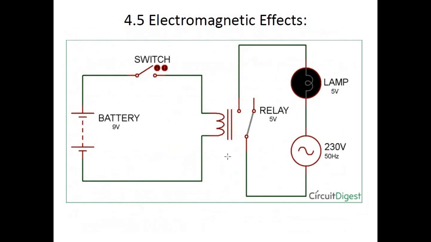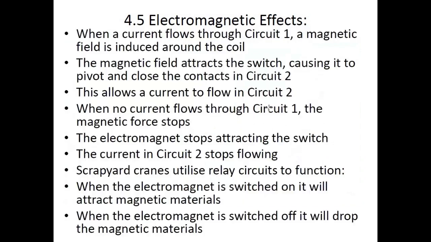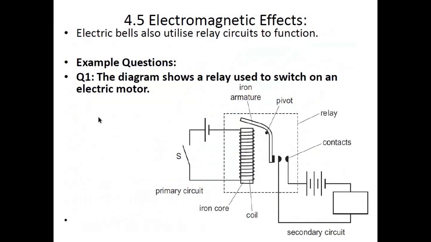Whereas when you shut off this switch, this goes back from being an electromagnet to just a piece of iron. Hence it is no longer attracting this, the circuit is broken and the lamp turns off. Electric bells also utilize similar relay circuits to function. Example question: the diagram shows a relay switch to switch on an electric motor. Here is the relay switch having an electromagnet and here is a motor. This is a secondary circuit.